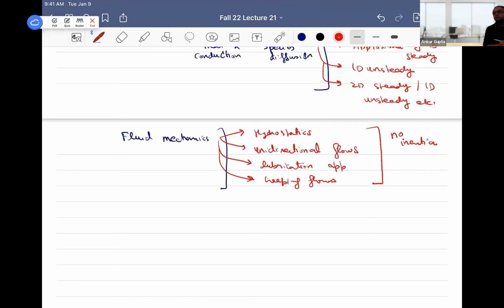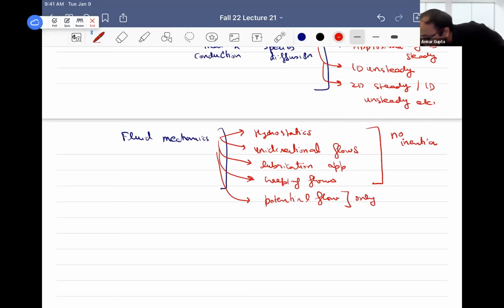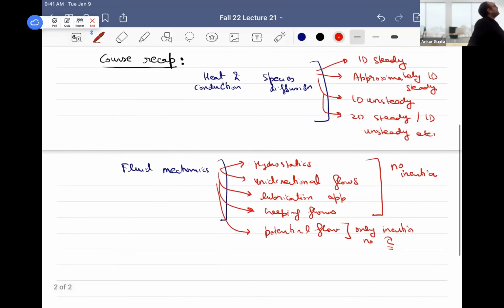And then finally, the last part we discussed was the potential flow, where there was only inertia. We didn't have any viscous stresses, so no tau. Okay, so the viscosity was 0. It was mostly driven by inertia. So that was the broad structure. So now basically the basis is that we understand diffusion and conduction. We understand fluid mechanics until the point either the viscous dominates or the inertia dominates, right?